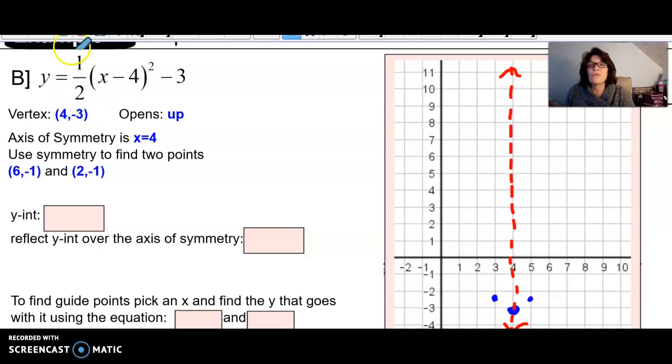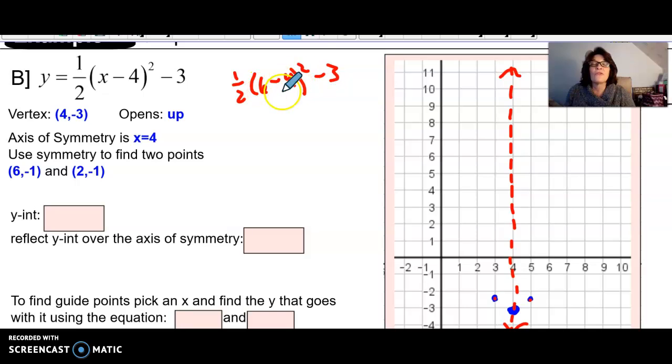I decided to use this 1/2 to know that I can go from the vertex up a half over 1, up a half over 1. So that gave me (3, -2.5) and (5, -2.5). This person used symmetry to find, they ended up putting 6 in. So they did 1/2, they put 6 in for x.